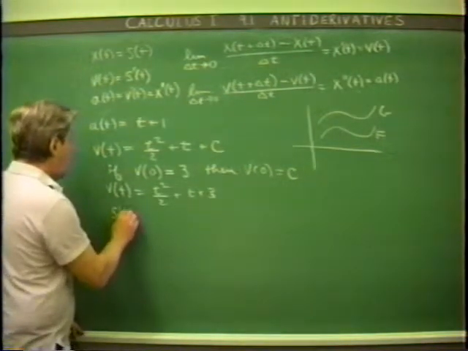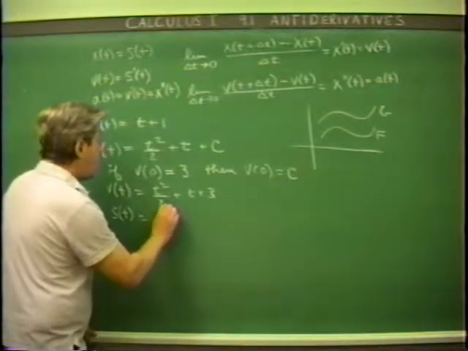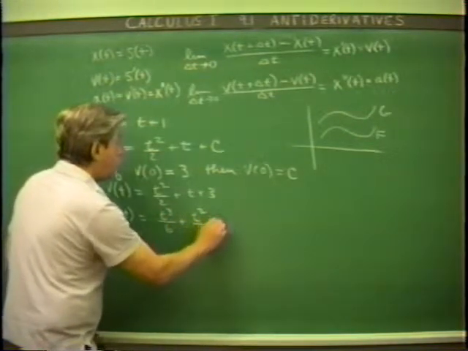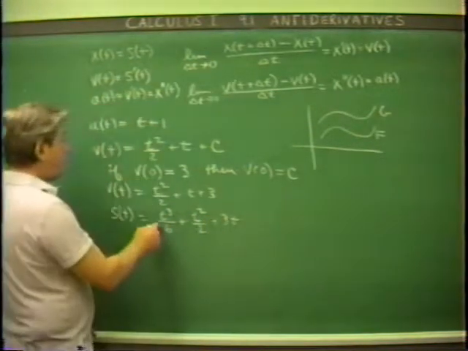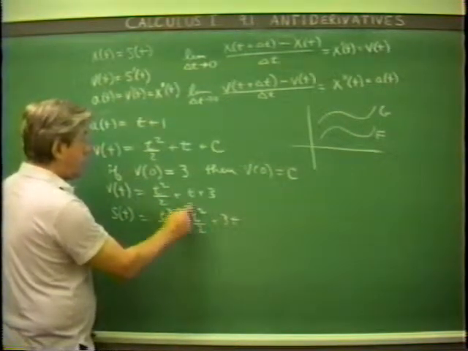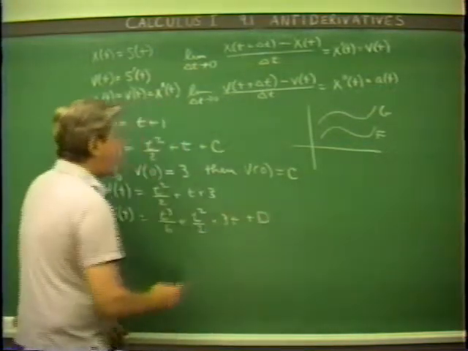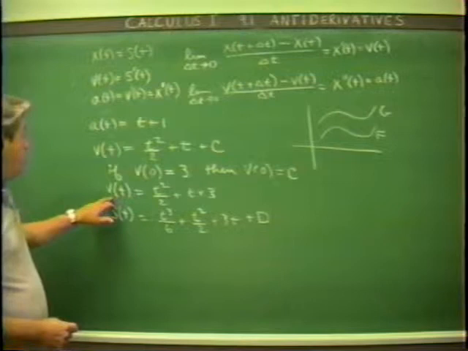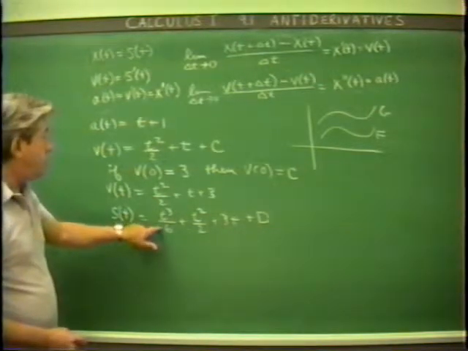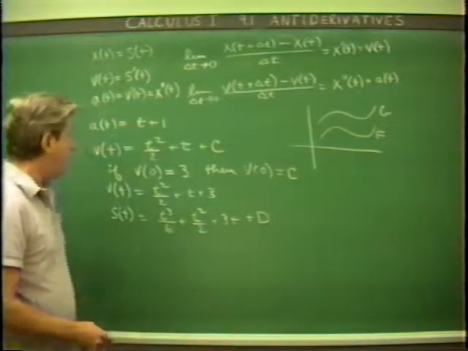So that, for example, here, a function s of t, whose derivative is v of t, is given by t cubed over 6 plus t squared over 2 plus 3t, because the derivative of this is going to be t squared over 2 plus t plus 3. And now if we add a second constant out here, d, let's say, then any function whose derivative is this is given by t cubed over 6 plus t squared over 2 plus 3t plus d.